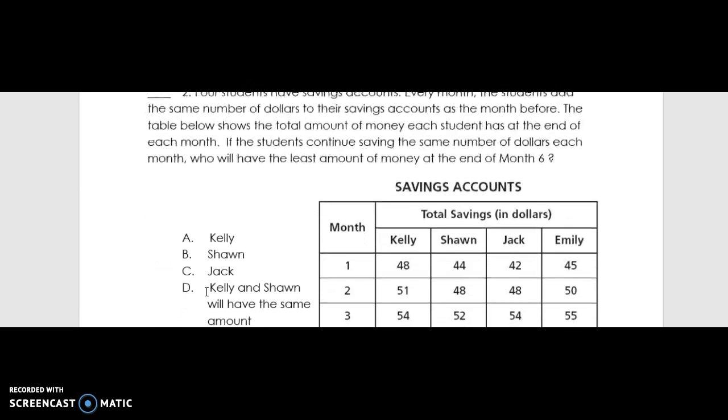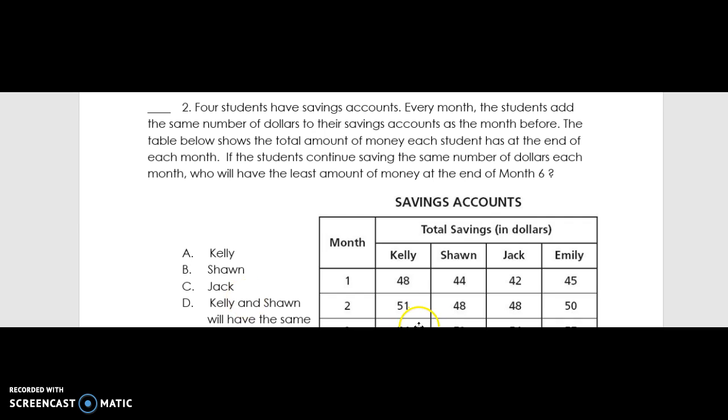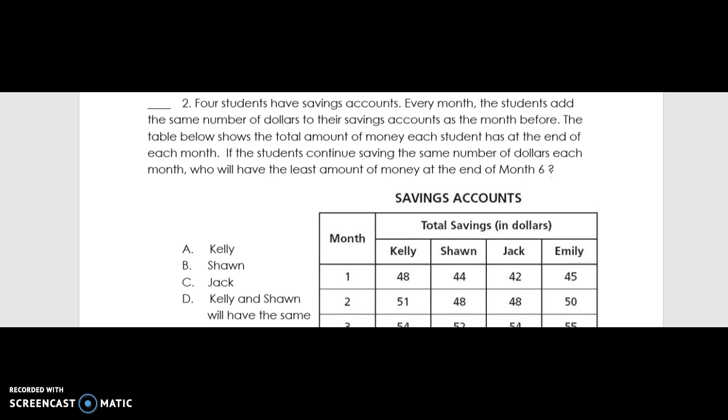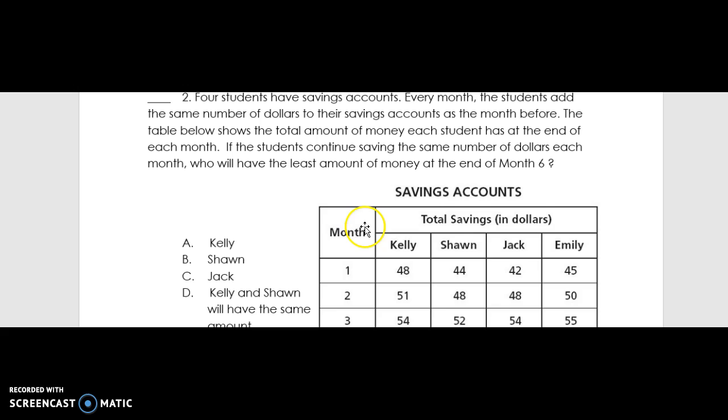Number 2. 4 students have savings accounts. Every month, the students add the same number of dollars into their savings account as the month before. The table below shows the total amount of money each student has at the end of each month. If the students continue saving the same number of dollars each month, who will have the least amount of money at the end of month 6?